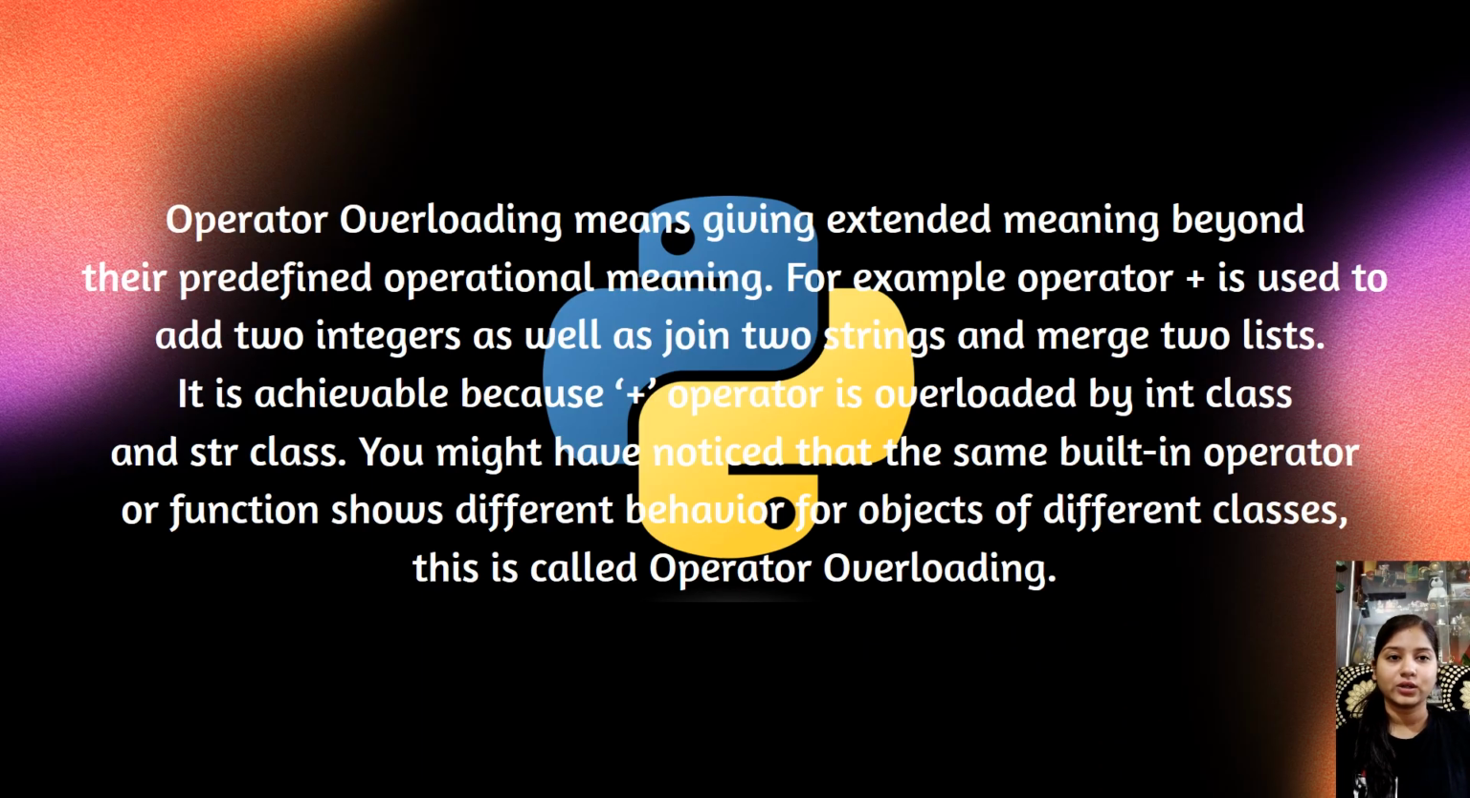Coming to the introduction, operator overloading means giving operators an extended meaning beyond their predefined operational meaning. For example, the plus operator is used to add two integers as well as join two strings and merge two lists. It is achievable because the plus operator is overloaded by the integer class and string class. You might have noticed that the same built-in operator or function shows different behavior for objects of different classes. This is called operator overloading.